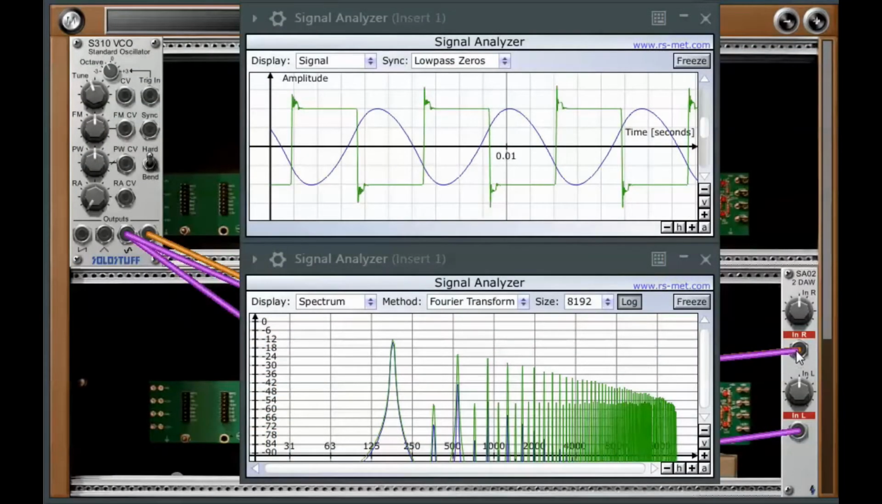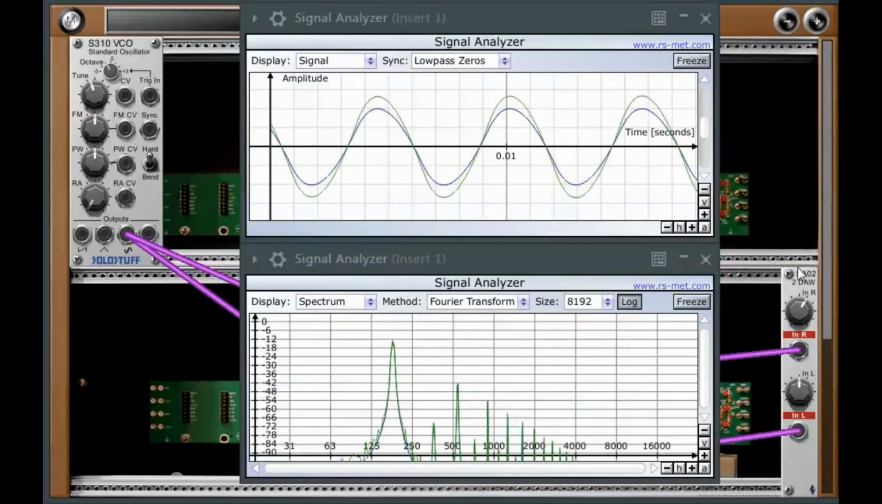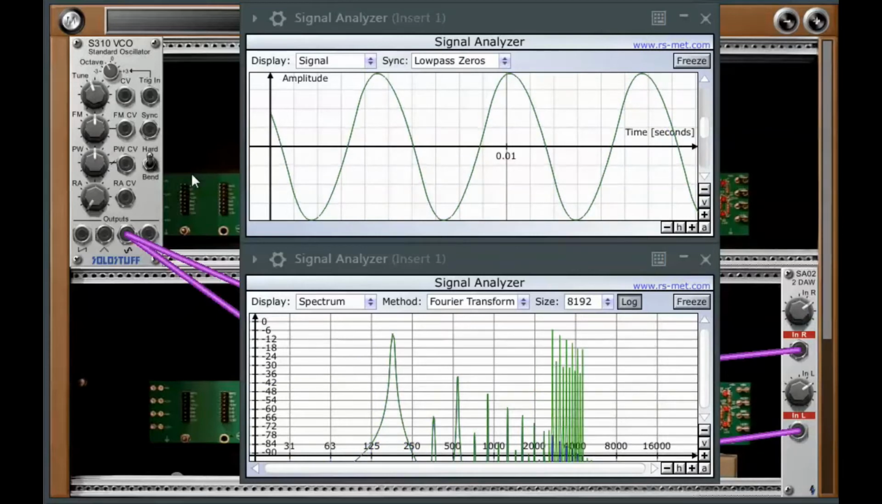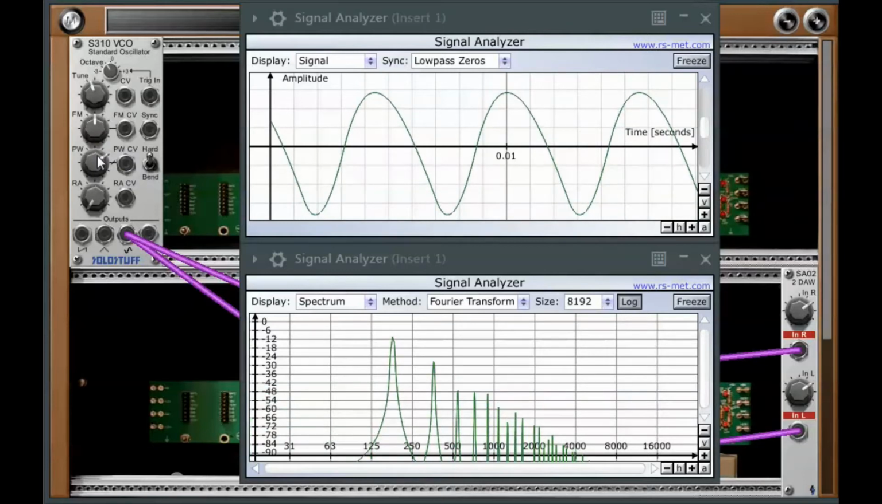Well, but back to pulse width modulation. We see and hear that the amplitude decreases with duty cycles of more than 50% as well as with duty cycles of less than 50%.